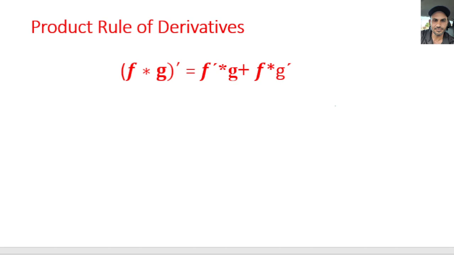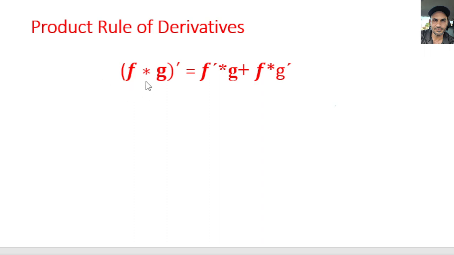Hello, welcome everyone. In this video, I'm going to work out another property of derivatives called the product rule of derivatives. We apply this particular rule when we have a product of two functions. When they're multiplying, we want to take the derivative of this expression. That's when this gets applied. So let's take a look at what it looks like.